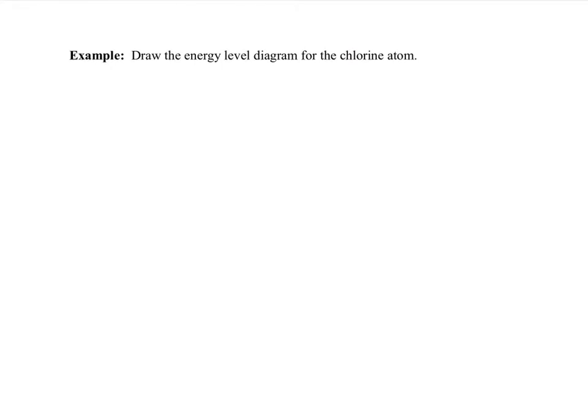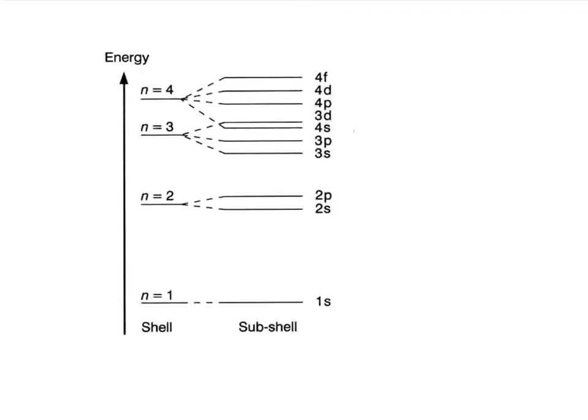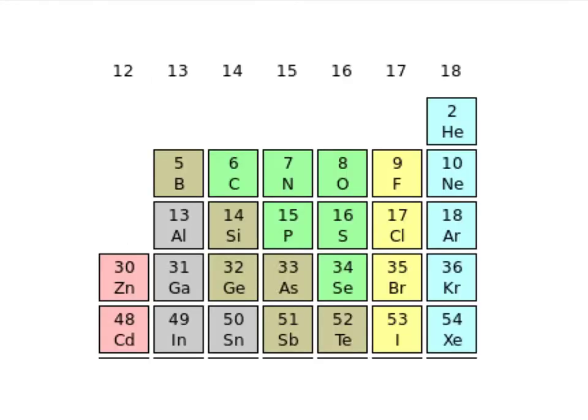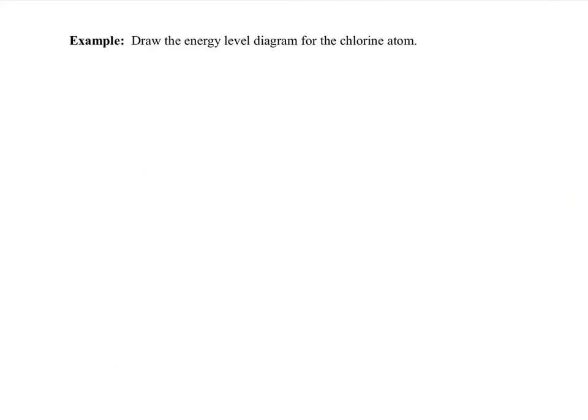So let's try an example. The example here is to draw the energy level diagram for the chlorine atom. Now we saw from the first diagram that the energy goes from bottom to top, so lowest energy 1, then 2, then 3, from bottom to top. So that's how we're going to draw our diagrams. The information that we need about chlorine comes from the periodic table. All we need to know is that chlorine is element number 17, which means it has 17 electrons. And once we know that, we can then start.